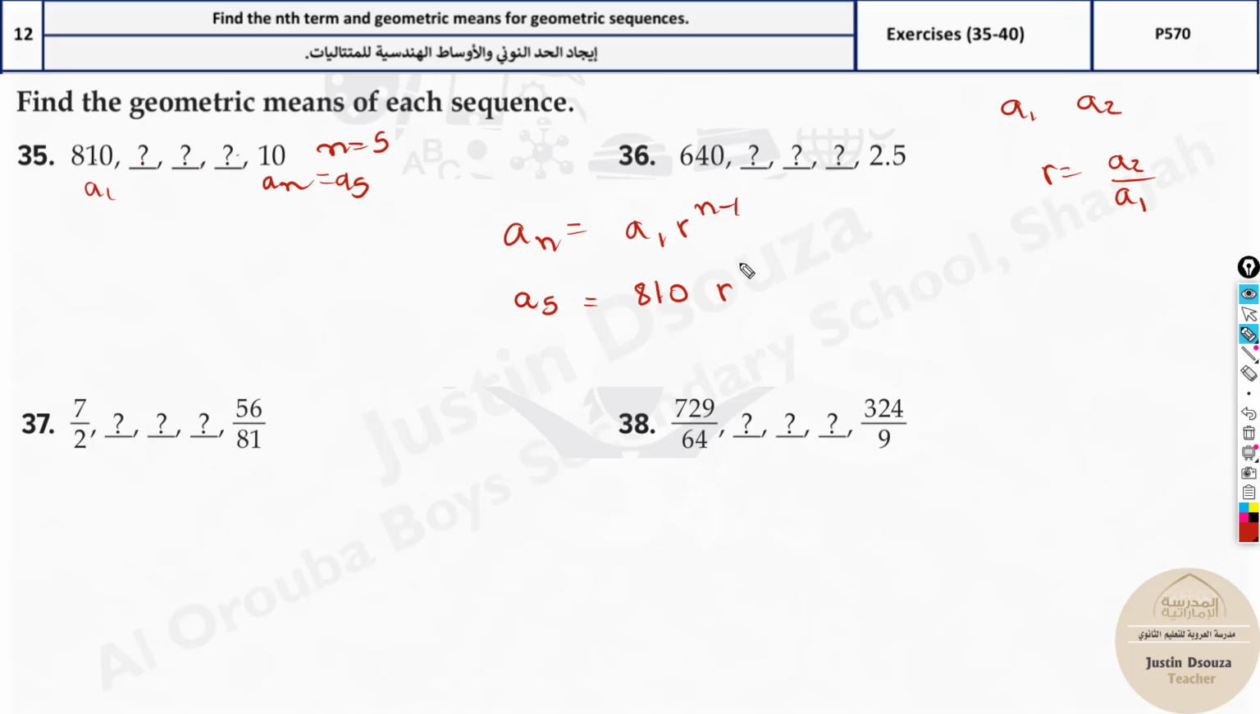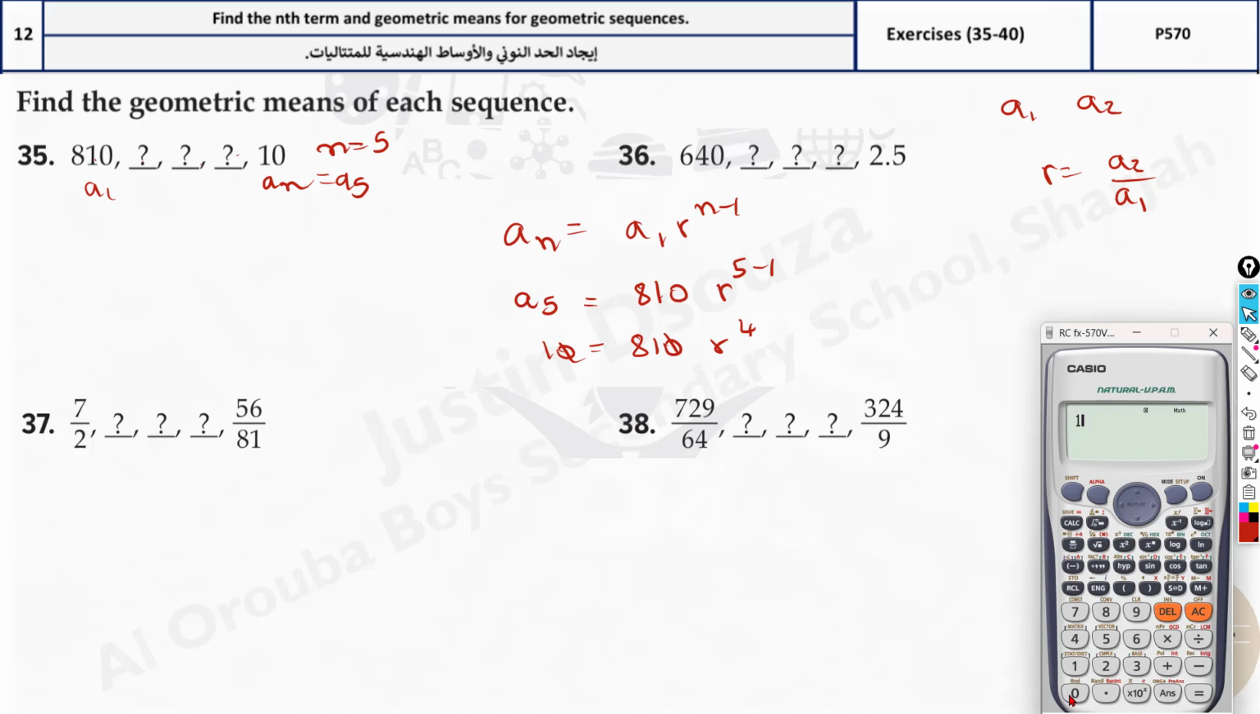What is this n? n is 5 minus 1. Now what is a5 over here? It's 10 equals 810 r to the power 5 minus 1, that is 4. So you can directly put this in the calculator and solve, or you can simplify it, take 81 to the other side and take the radical 4. But I'll show you how you can do it directly in the calculator.